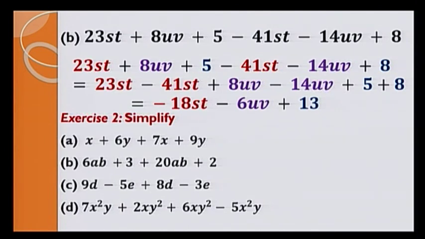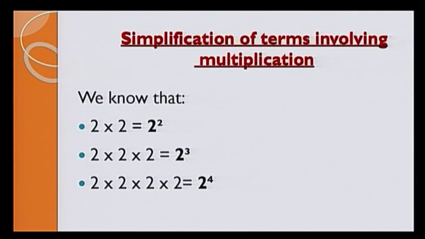Now, let's move on to simplification of terms involving multiplication. We know that 2 multiplied by 2 is equal to 2 square. 2 multiplied by 2 multiplied by 2 is equal to 2 to the power of 3. 2 multiplied by 2 multiplied by 2 multiplied by 2 is equal to 2 to the power of 4.